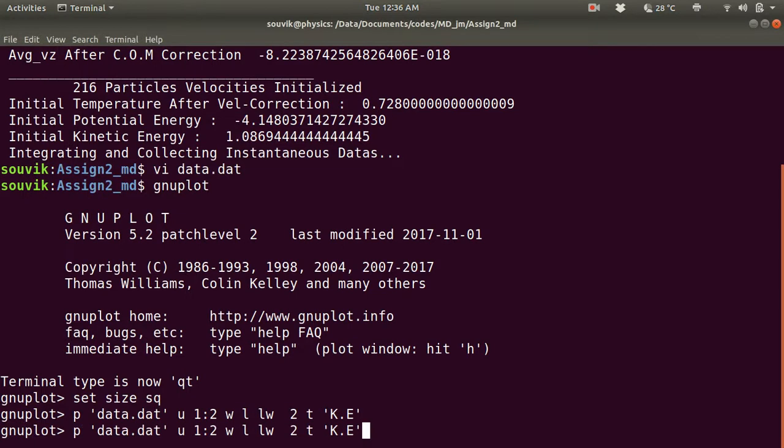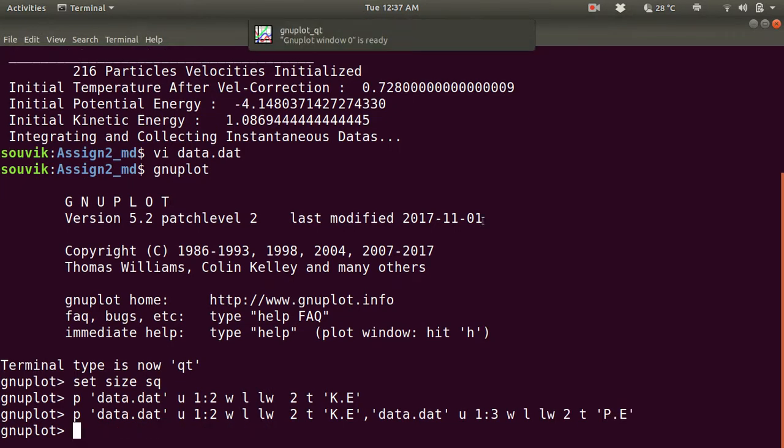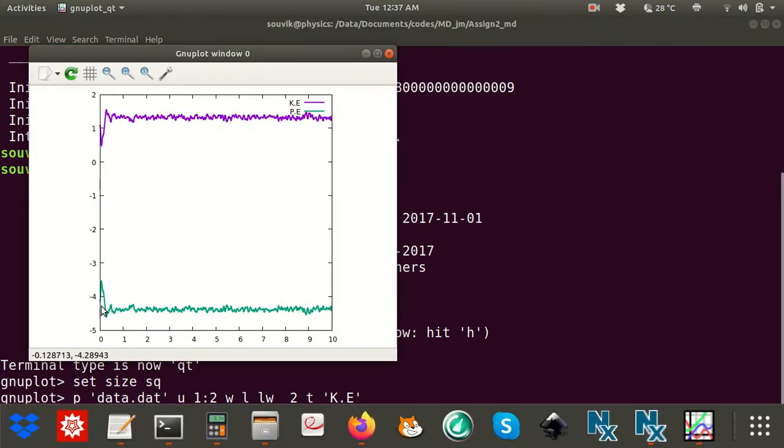Now let's plot in the same plot the potential energy curve using 1:3 with lines, lw 2, and title potential energy. Now you can see the potential energy is also fluctuating around some value, around 4 point something, 4.4 or something. So it is fluctuating around this value. This is 4.41 and it is fluctuating around this 1.37 something value.